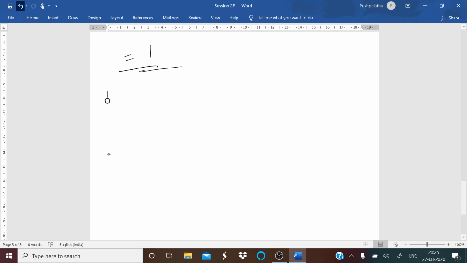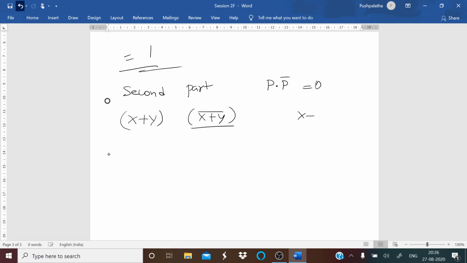Now you have to prove the second part. Which is the second part that we had? That is p into p bar is equal to 0. We have to prove this also. So what is the value of p? x plus y. What is the value of p bar? x plus y the whole bar. As we said earlier, x plus y the whole bar can be written as x bar into y bar. So we say x plus y into x bar into y bar. You have to prove that this is 0.